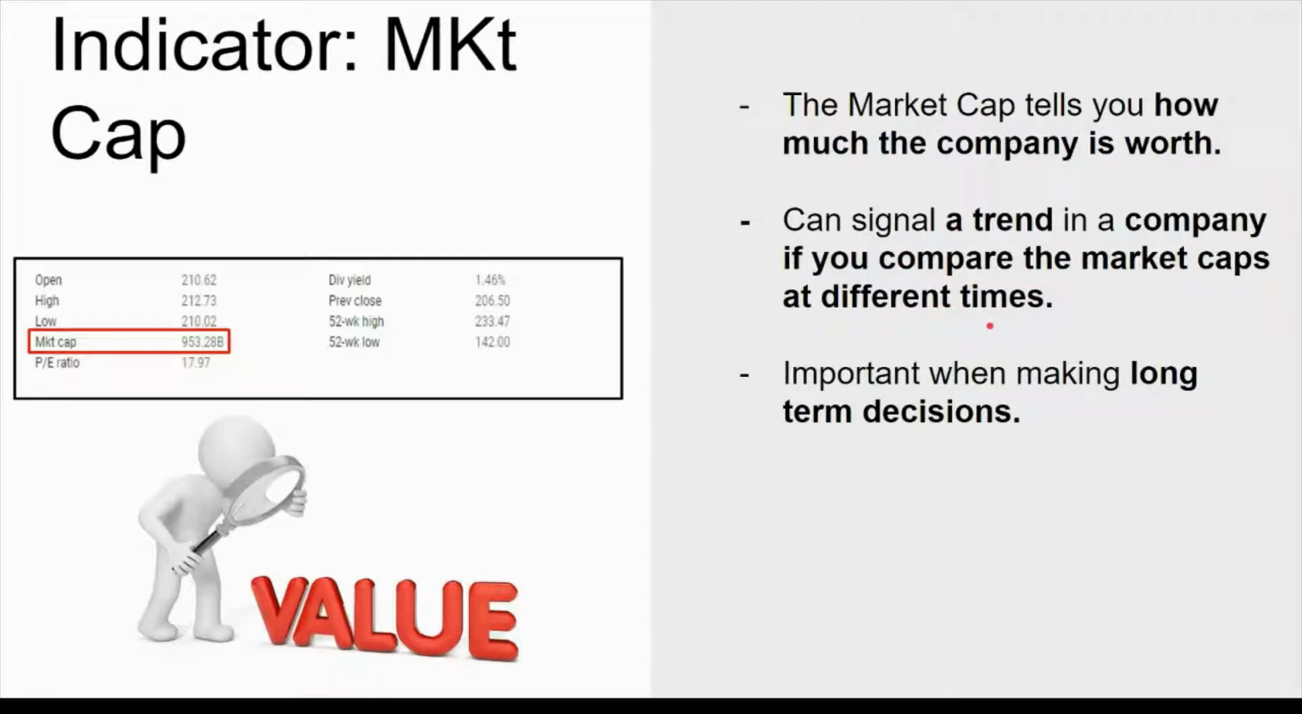So for example, if you looked at Apple's market cap in 2007, right, and it was, for example, $600 billion, and now today it stands at $953 billion, that would be a good indication for you to buy, since the value of the company is increasing, and when the value of the company increases, the stock price increases. Why? Because the stock price represents a piece of the company. So it's important when making long-term decisions, but less important when making short-term decisions.